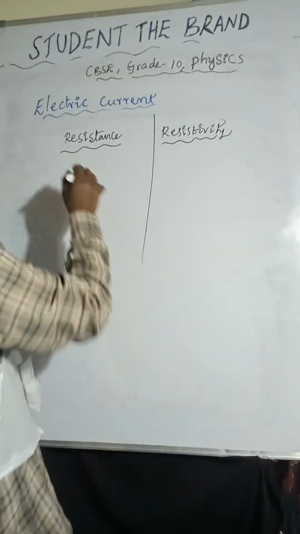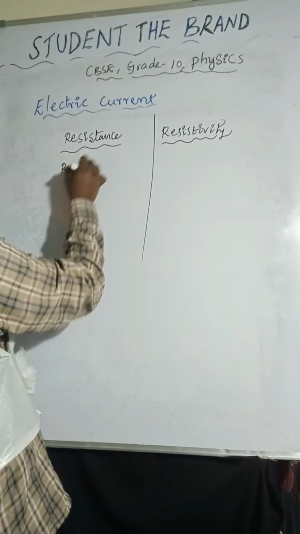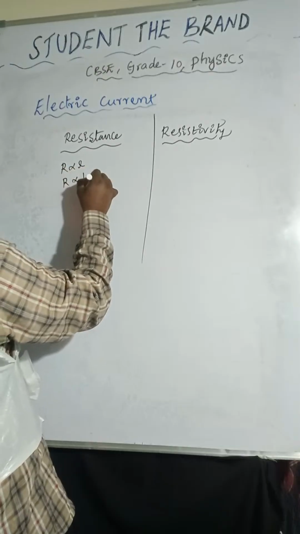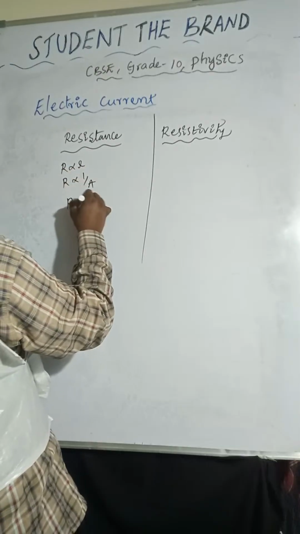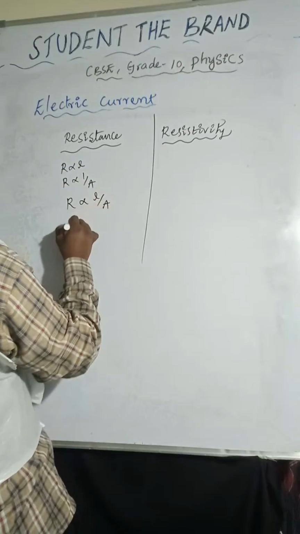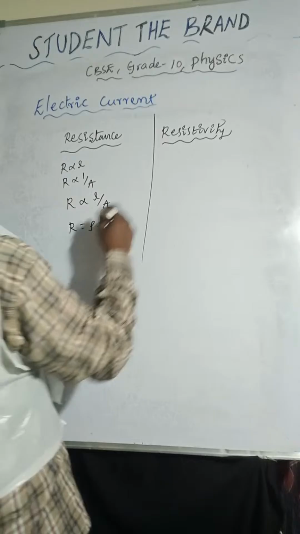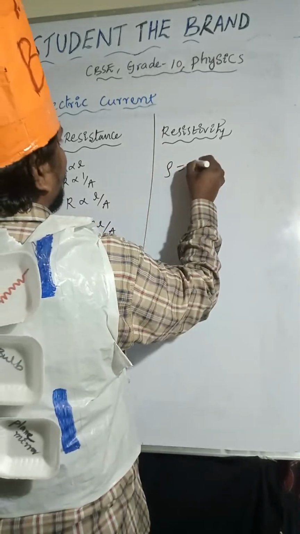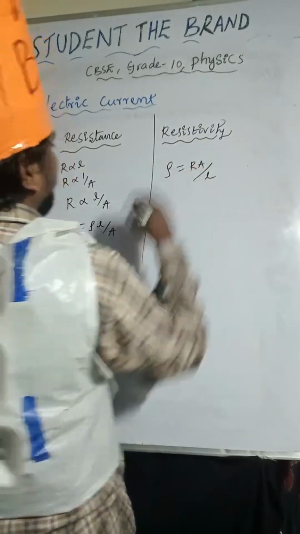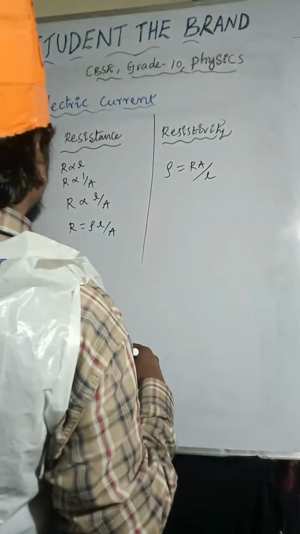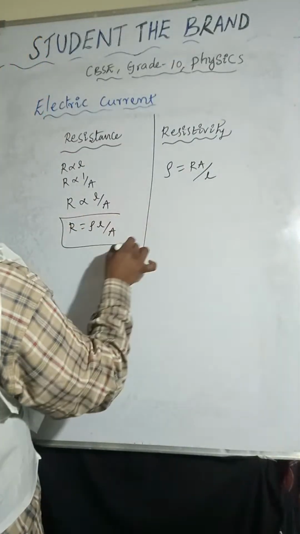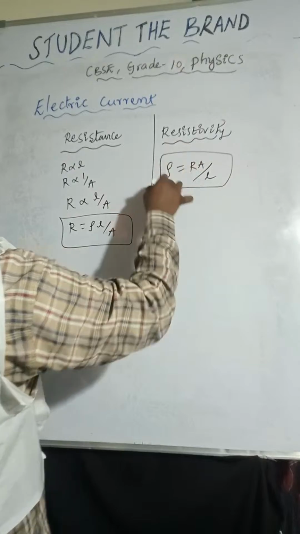So R is directly proportional to the length of the conductor. R is inversely proportional to the area of cross section. R is directly proportional to L by A. R equal to rho into L by A. And here rho equal to RA by L.